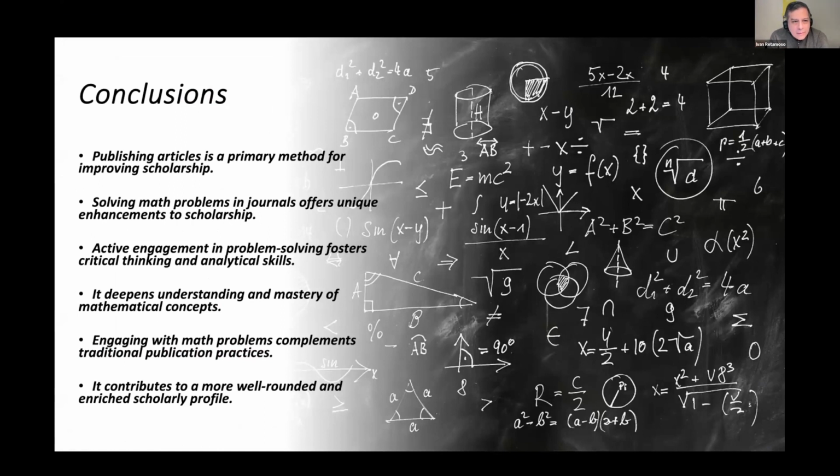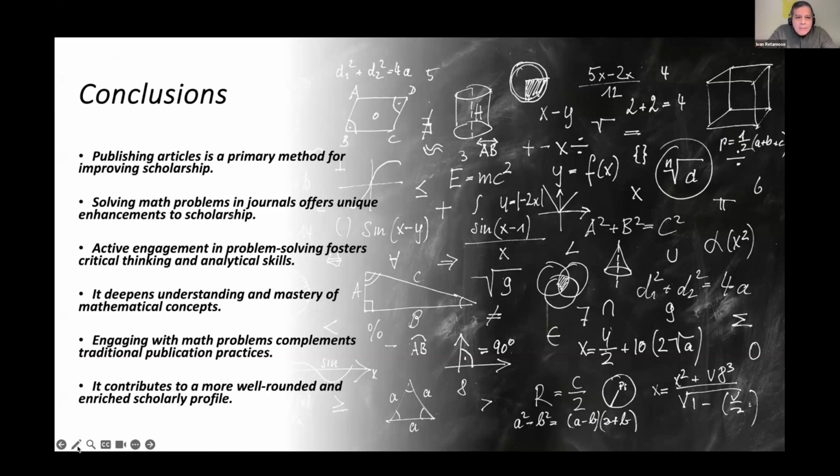Here are some conclusions, right? The first one, important. Let's acknowledge the fact that publishing articles is the primary method for improving scholarship, right? We are not denying that. We're just saying that solving mathematical problems can be taken as a complement for this, right? As a way to enhance your scholarship. So the other conclusions talk about that.